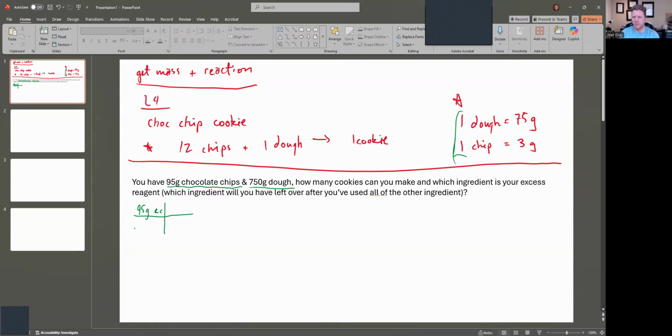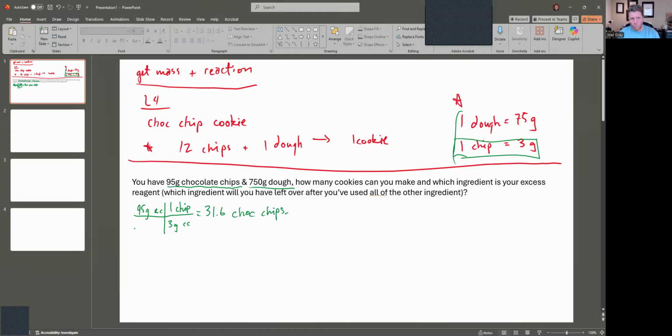Now I need my relationship here, which is 3 grams of CC is 1 chip. Okay. I'll plug this into my calculator to figure out how many chocolate chips that I actually have. So 95 divided by 3, I have 31.6 chocolate chips.